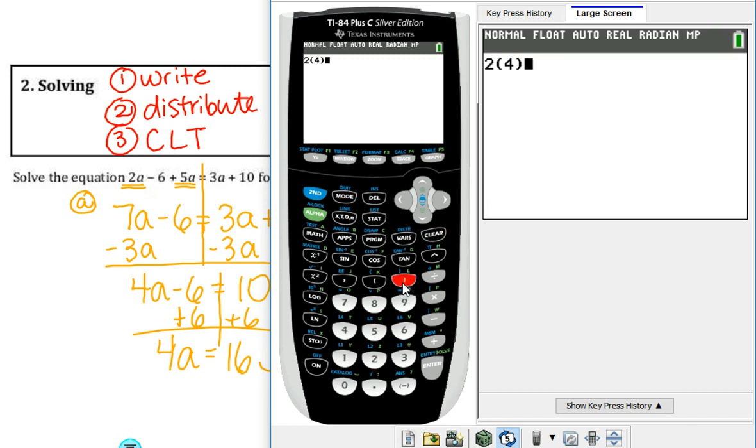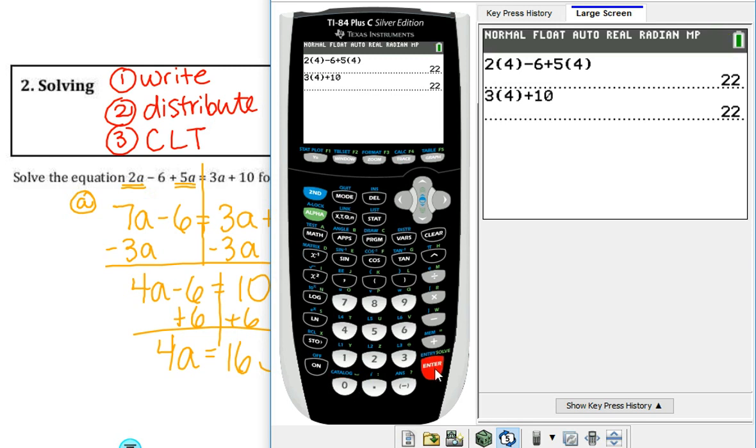2 times A minus 6 plus 5 times A. So this would be the left-hand side of my equation, and this would be the right-hand side. Now, if A is a value of 4, then it should make these two things equal, in which case it is. If you plug those things in and they are not the same number, like they're not both 22 in this case, that tells me I did something wrong. Maybe you added 3A when you were supposed to subtract 3A. Either way, it would force you to go back and double check your steps.